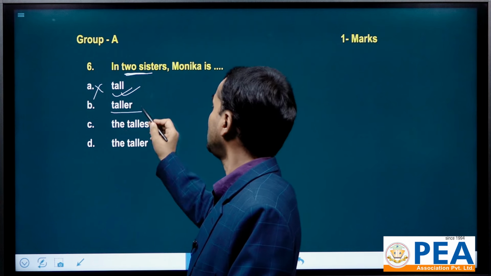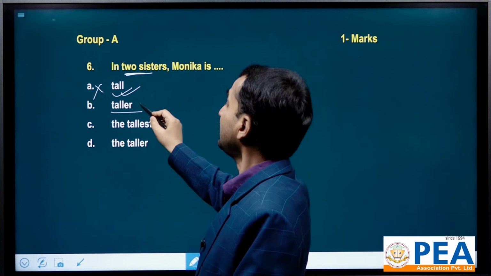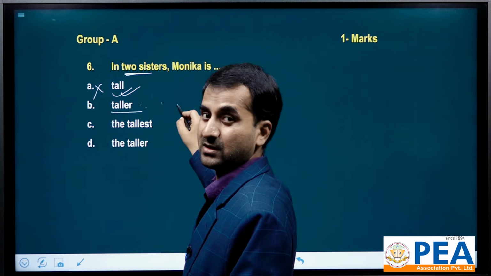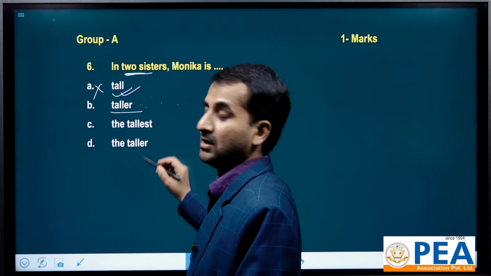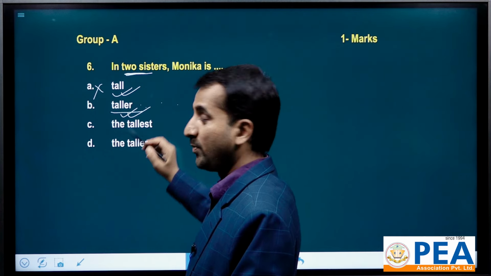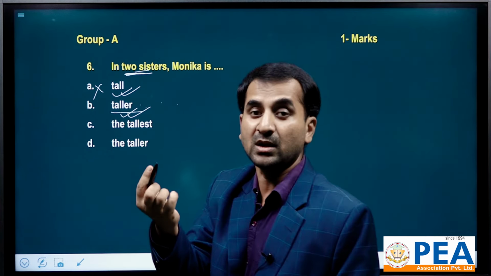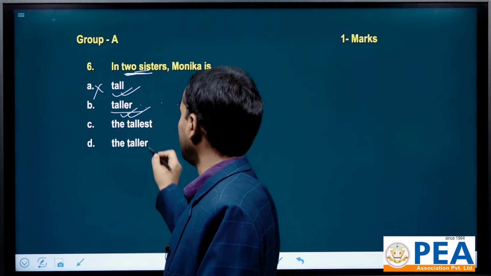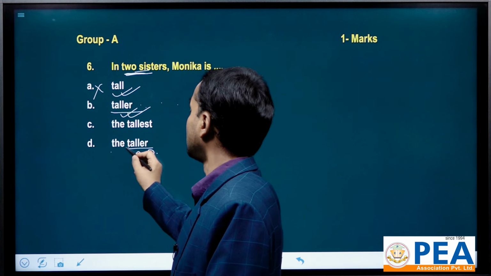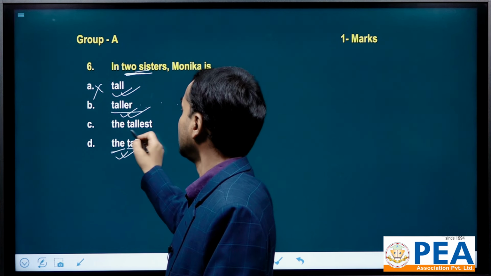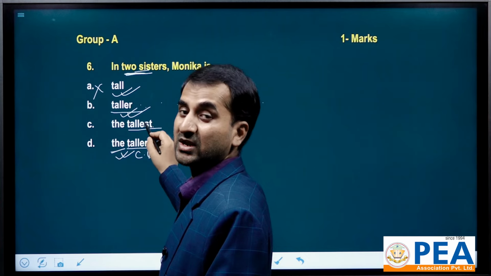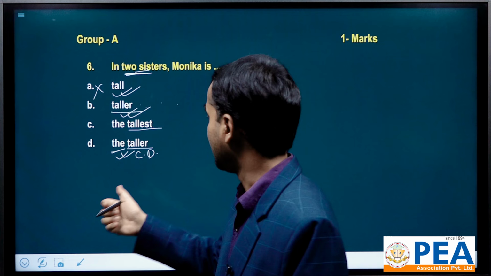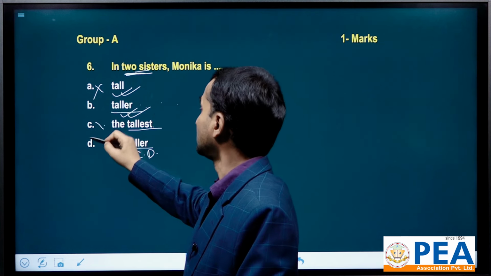Taller is always used in this sense, like Monica is taller than Shoni, or Pallavi is taller than Ritika. But when we have to choose one between the two, we use the comparative degree, but before that comes the. The is used only in superlative degree. Superlative means when the number is more than 3. Here it is 2, so it also becomes wrong.